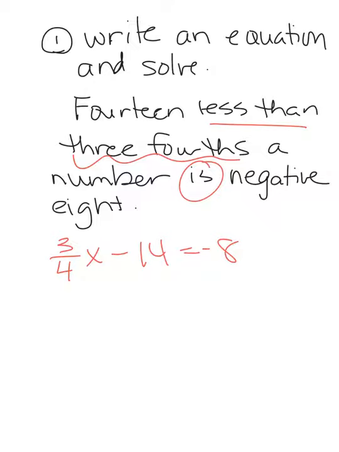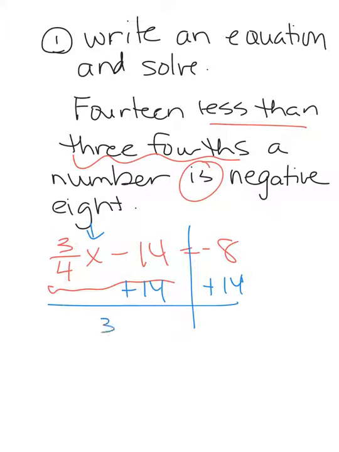So let's go back and read that and make sure we're okay before we solve it. 14 less than 3/4 a number, so that's this part right here, is means equal -8. So now I can just solve it. Here's my wall. I want to isolate my variable. My x is right here, so I'm going to add 14 to both sides. And I get 3/4 x is equal to +6.